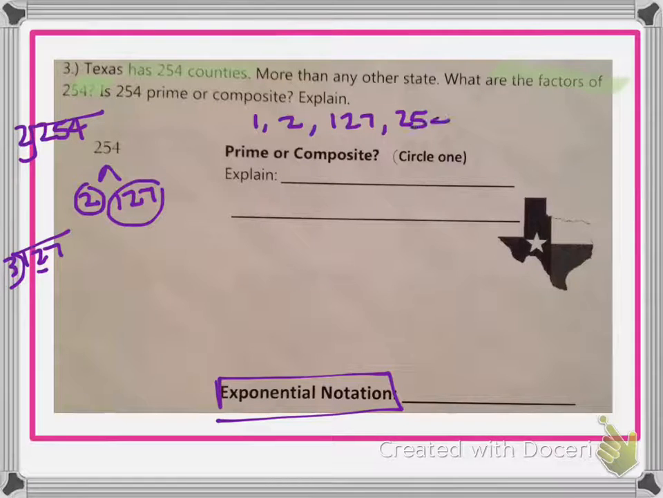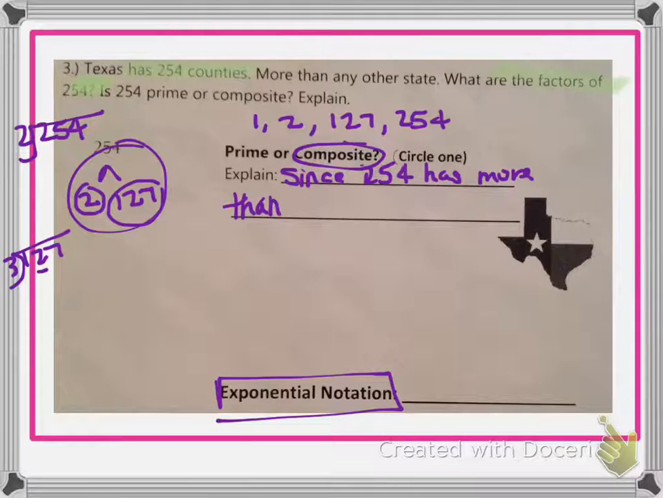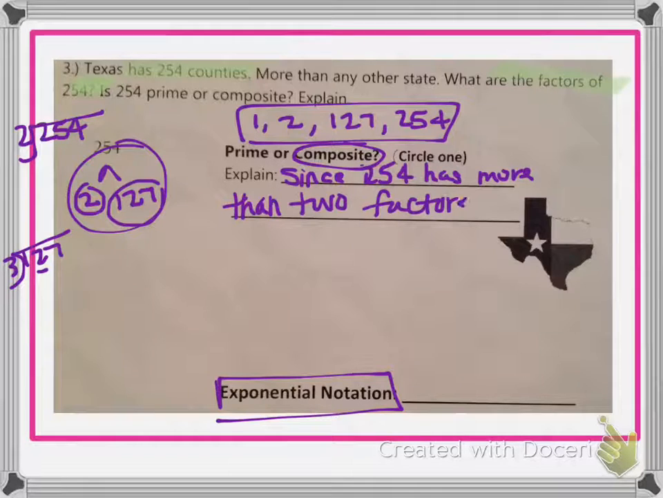So is it prime or composite? If you said composite, you are correct. Since 254 has more than two factors, even though we only have two factors listed in here, let's look up here where we wrote all of our factors, then two factors, it is composite.